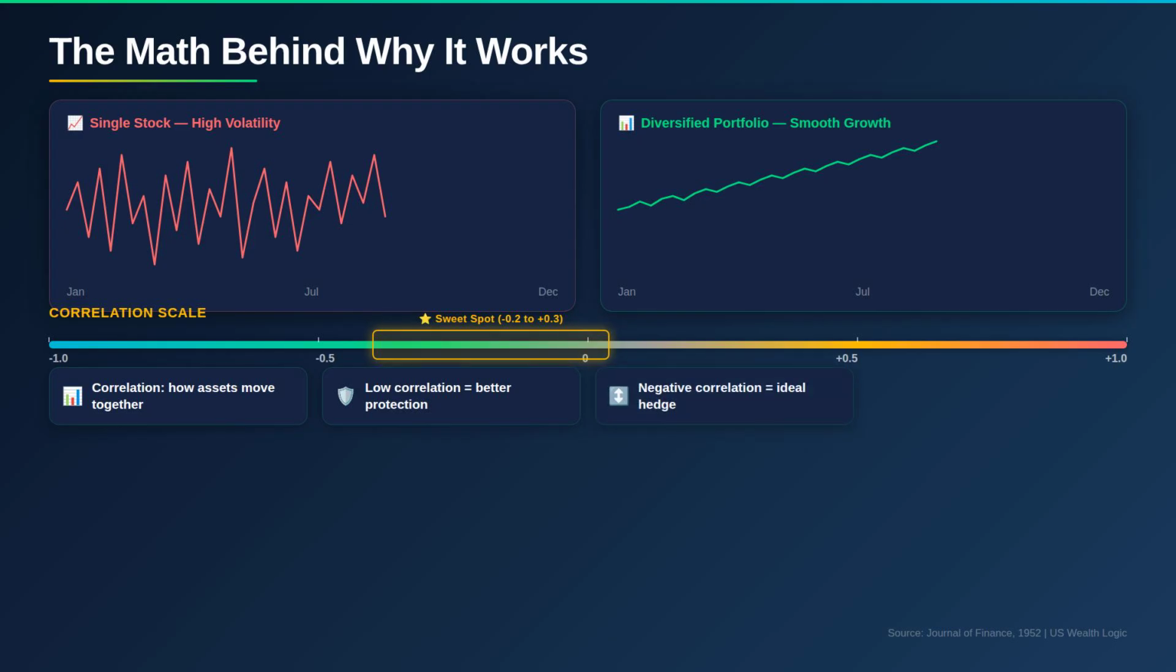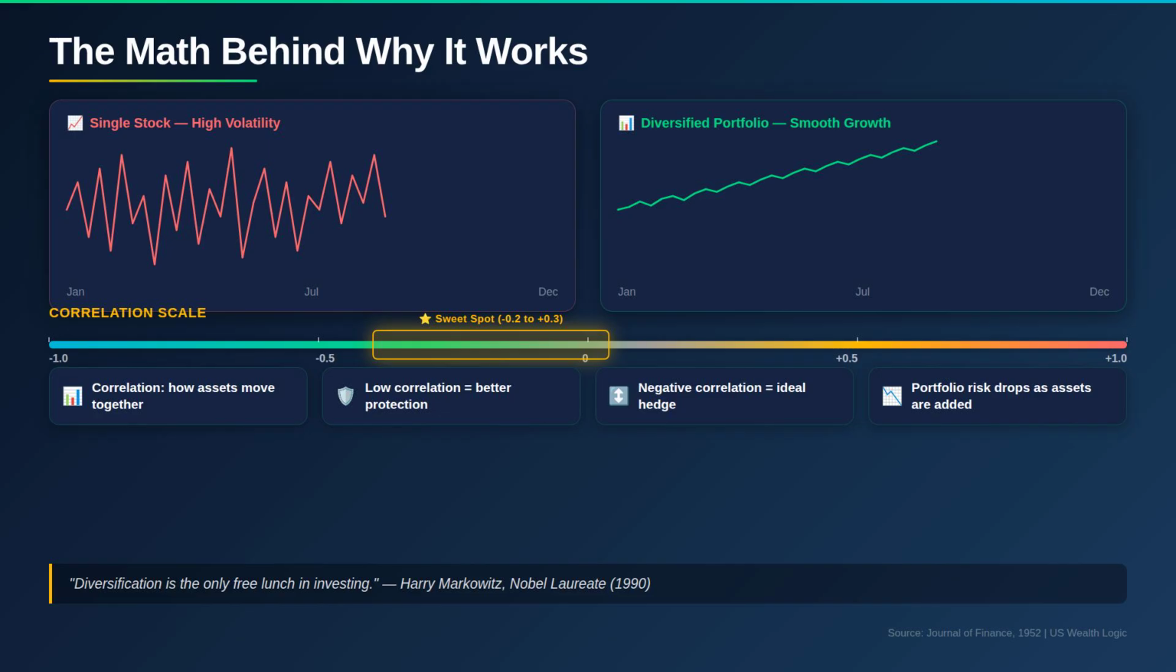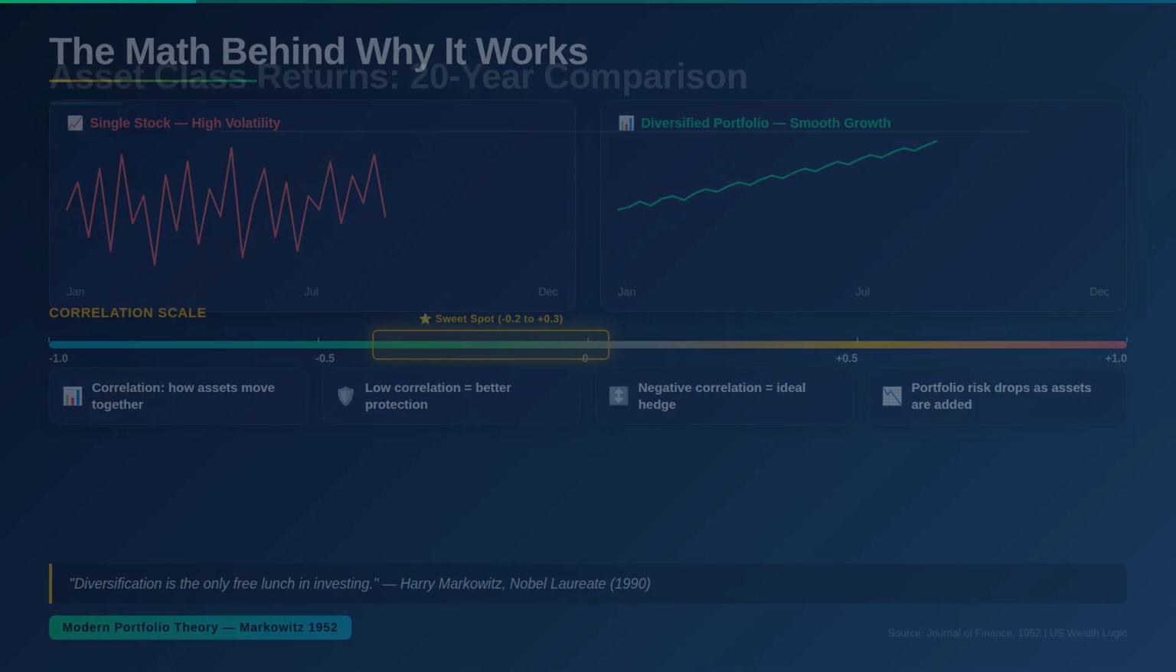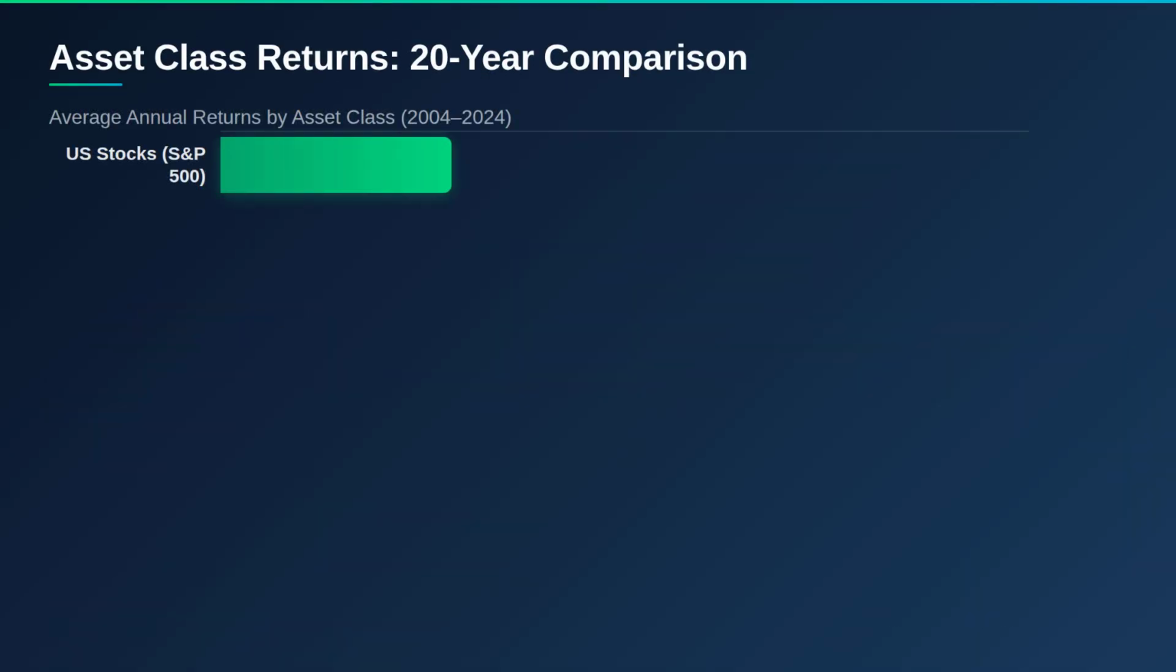Nobel Prize-winning economist Harry Markowitz proved mathematically in 1952 that combining assets with low correlation actually reduces the overall risk of your portfolio, without necessarily sacrificing returns. This is called modern portfolio theory, and it's the foundation of how institutional investors manage trillions of dollars today. The data is clear. Mixing uncorrelated assets makes your portfolio more stable. Let's look at the data.